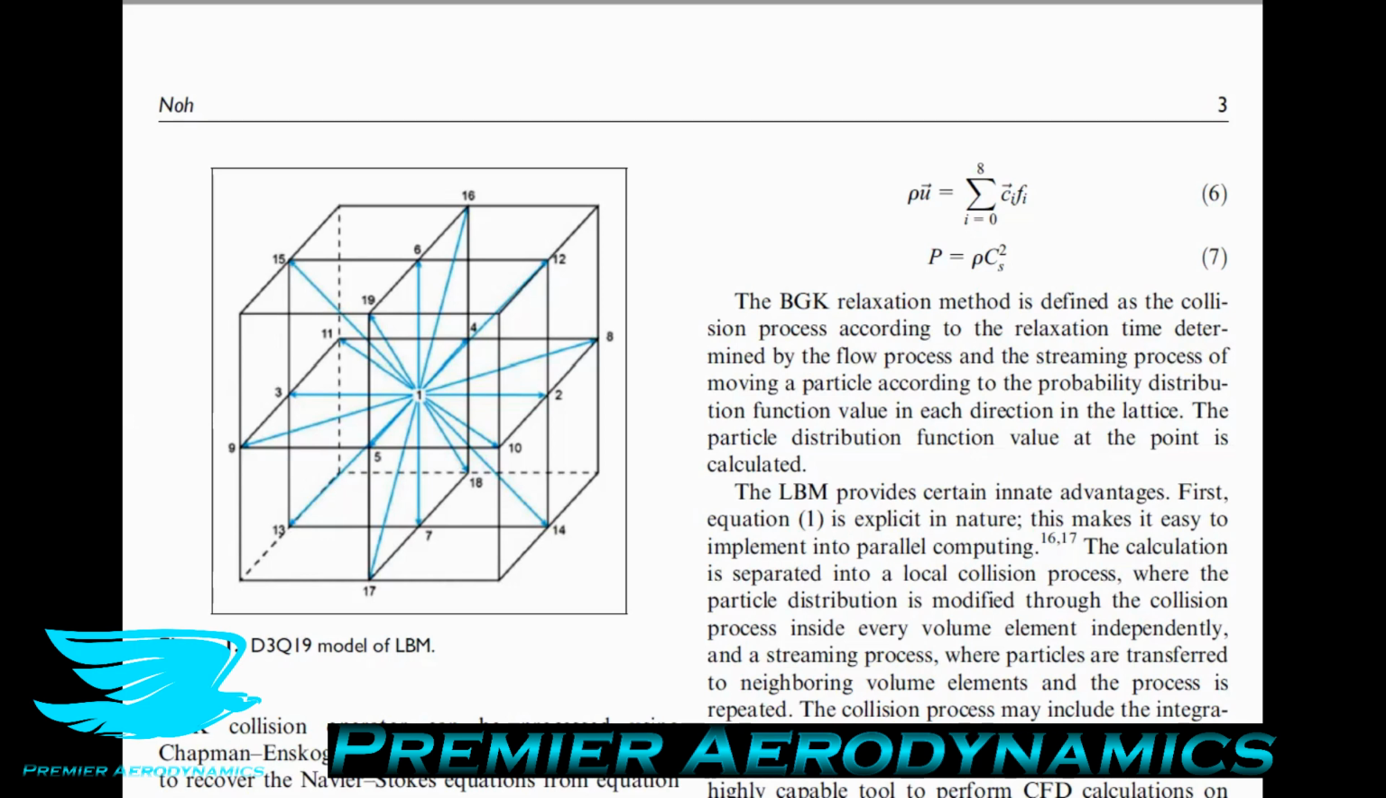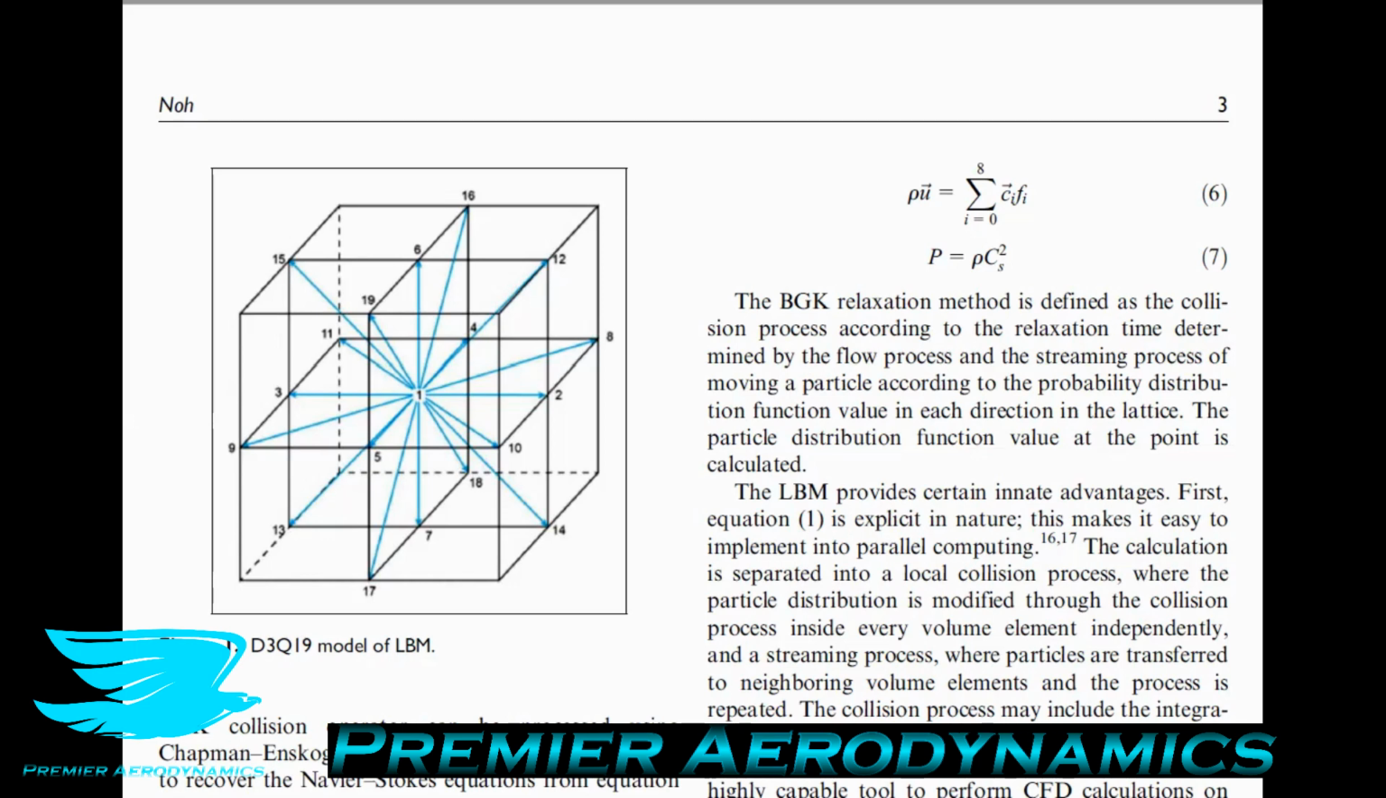It's just their way of processing, of calculating this collision process. They say with single relaxation time. This is important because single relaxation time and multiple relaxation times are different. Single relaxation time means that you're using only one relaxation time for all the properties that you're calculating, whereas multiple relaxation time means you're using different relaxation times for different properties. And the benefit of the multiple relaxation time is that it increases the stability of the CFD simulation.